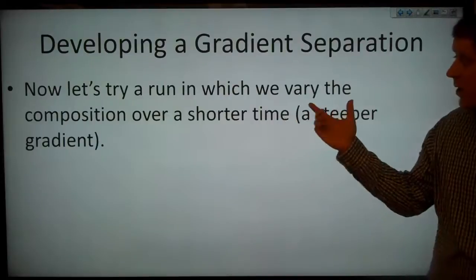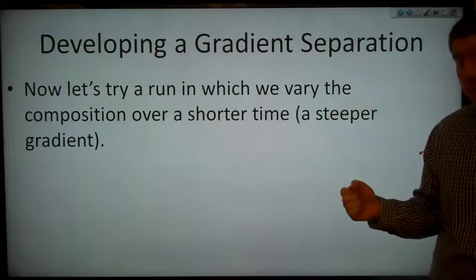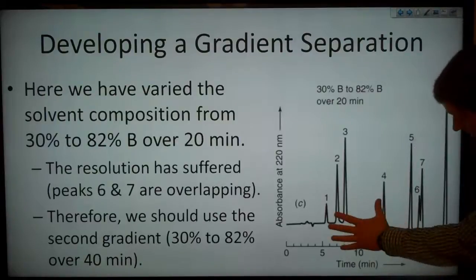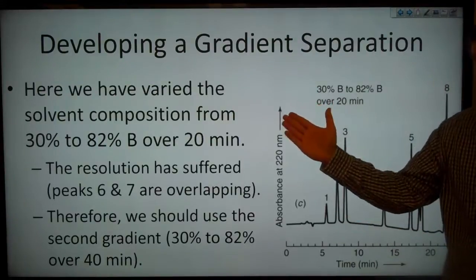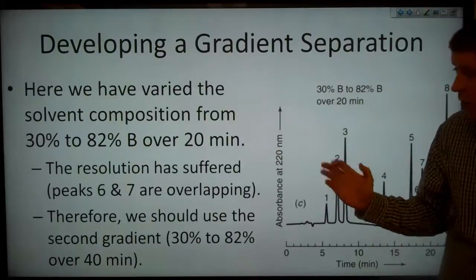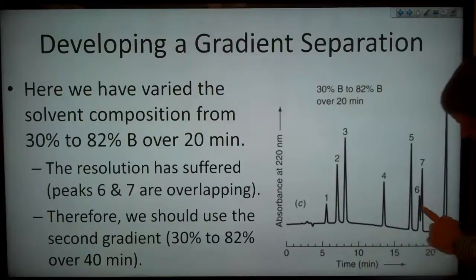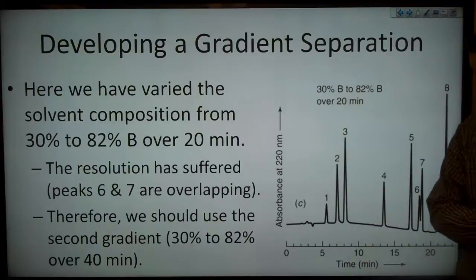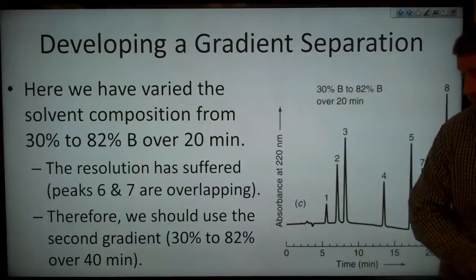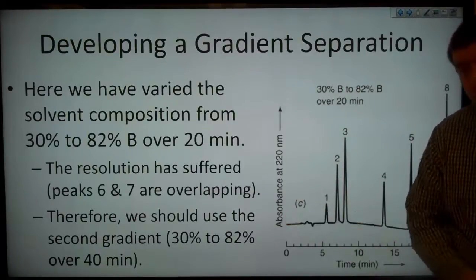Now let's try a run in which we vary the composition over a shorter time, meaning a steeper gradient. Here, we have varied the solvent composition from 30% to 82% B over 20 minutes instead of 40. The resolution, however, has suffered. Note here that peaks 6 and 7 are coming off overlapping, and thus we should use that second gradient, the 30% to 80% B over 40 minutes.